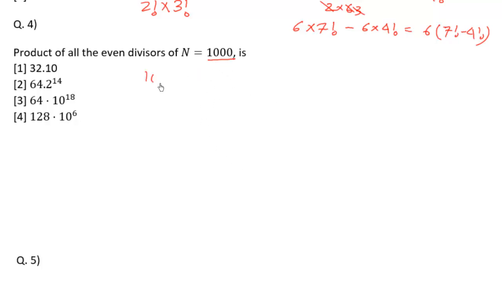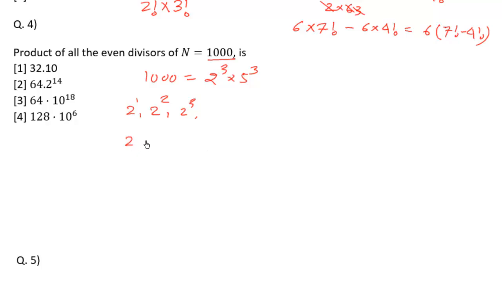Now clearly if I factorize 1000, we will be having 2 cube into 5 cube, right? If I want to list out all the even factors, then I have to consider 2, at least 1 in each of these factors. So we can have 2 to the power 1, we can have 2 to the power 2, and 2 to the power 3, right?